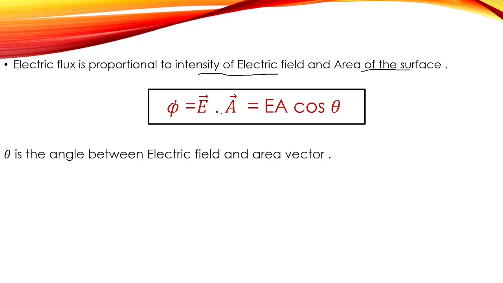So E dot A is a dot product, and I know that in your 11th class you have studied what a dot product is. If you don't remember that, don't worry, because in your 12th class you are going to study about vectors in your mathematics. So you should keep in mind that a dot product of two vectors means it is EA cos theta, where E is the magnitude of electric field intensity and A is the magnitude of the area, and we have cos theta.